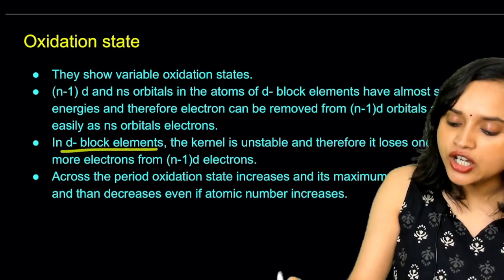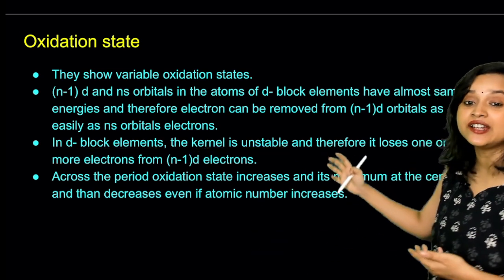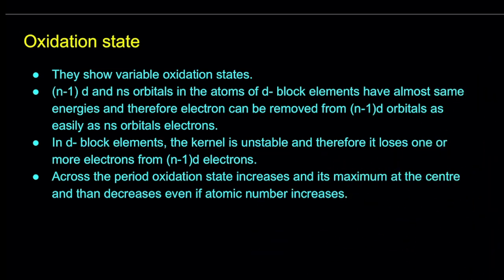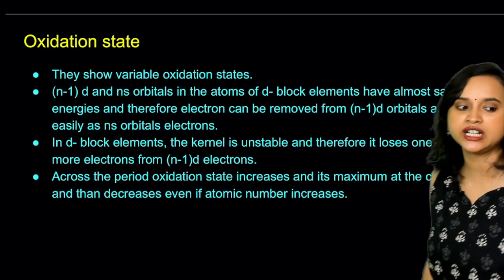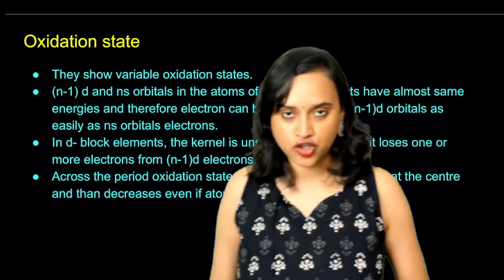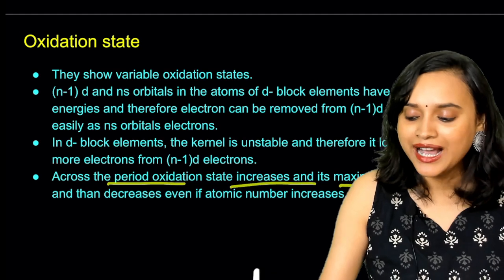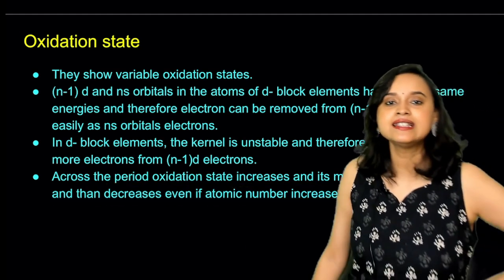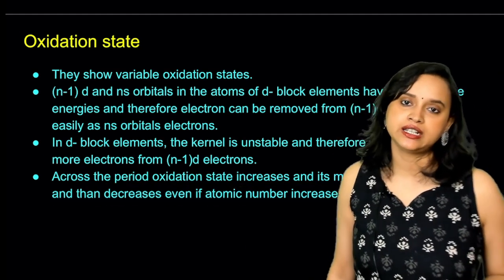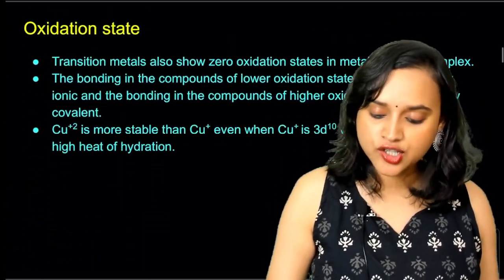Now, in d block elements, the kernel is unstable. See, I told you the kernel is unstable. Therefore, it can lose one or more electrons from the (n-1)d electrons. And across the period, oxidation state increases and it's maximum at the center, and then it decreases even if the atomic number increases. You get the point, everybody? Yes or no? All right.